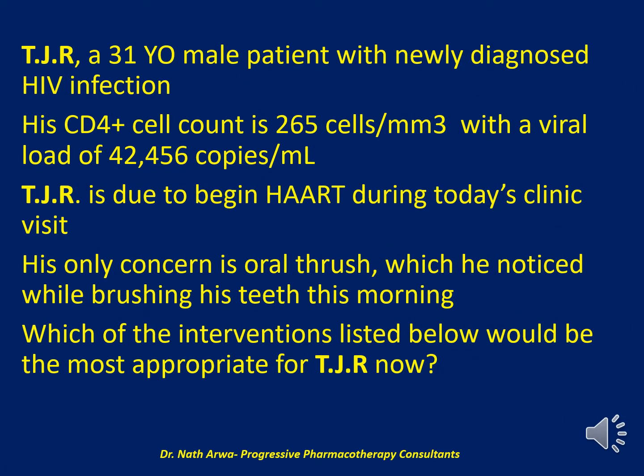And the first question reads, TJR is a 31-year-old male patient with newly diagnosed HIV infection. His CD4+ cell count is 265 cells per millimeter cubed with a viral load of 42,456 copies per milliliter. TJR is due to begin HAART during today's clinic visit. His only concern is oral thrush, which he noticed while brushing his teeth this morning. So my question to you is, which of the interventions listed below would be the most appropriate for TJR now?